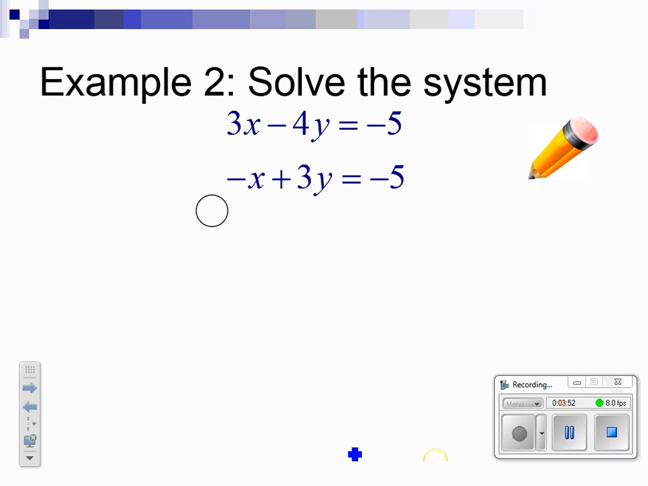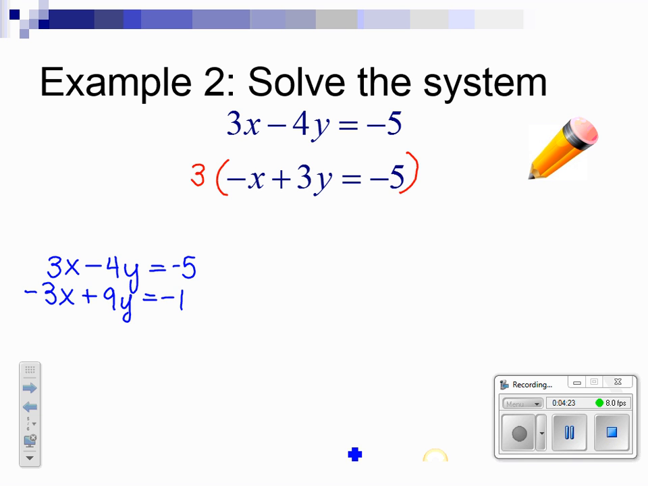So if that's the case, what we need to do is we need to change one of those lines so that we can get them to eliminate. So what we're going to do is I'm going to take and multiply the whole bottom equation by 3. And if I do that, then what happens is, okay, let's take the top equation and rewrite it. The bottom equation now becomes negative 3x plus 9y equals negative 15.